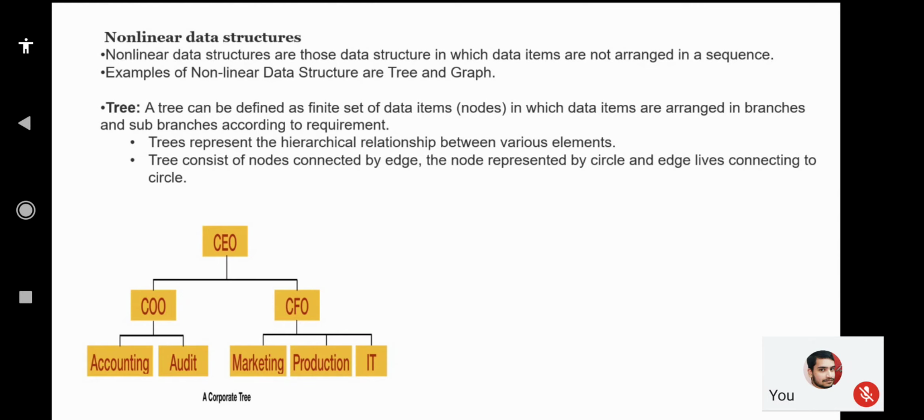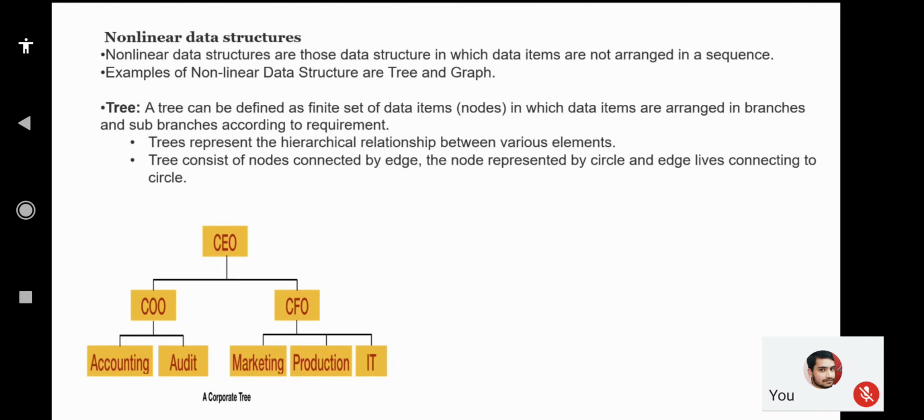We have so many trees. First one is the binary tree. Next, I will discuss binary search tree. After that, I will discuss threaded binary tree, then AVL tree, then B tree, and then B plus tree one by one. These are all present in your syllabus, unit 3 of your syllabus.